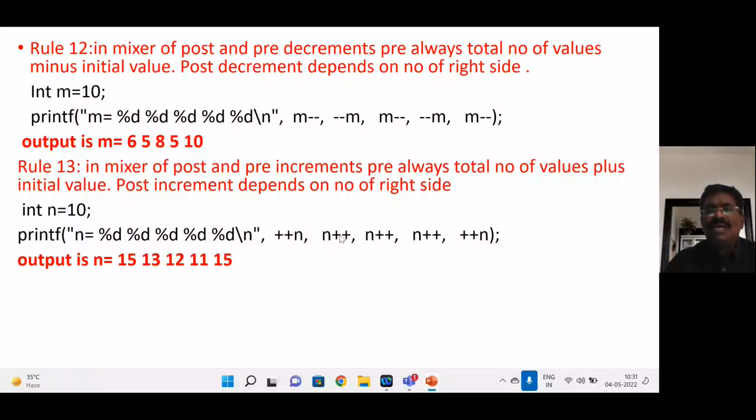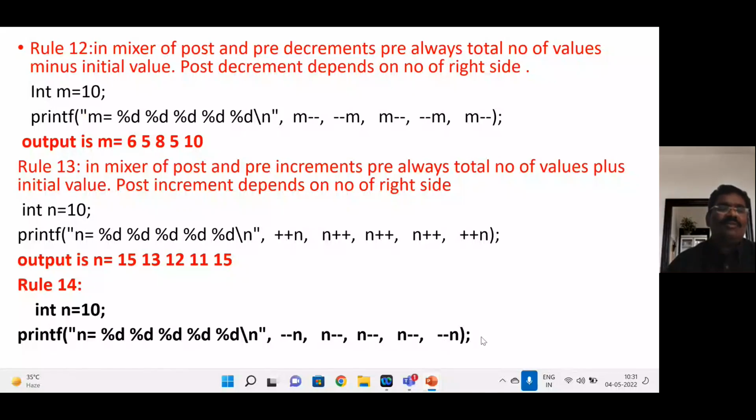N minus minus minus minus n. But when you see that, the output is 578. One minute.